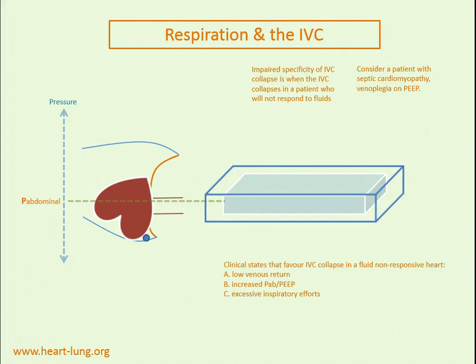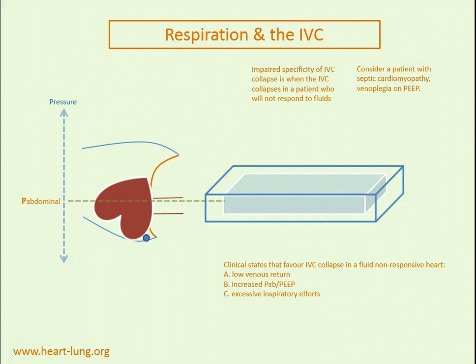So clinical states where you need to look out for where you will see IVC collapse in a fluid non-responsive heart, as I've illustrated, include low venous return. And that could be from a lot of reasons. If somebody's hemorrhaging badly, if they've got venoplegia, if they have adrenal insufficiency, all of these things will lower the mean systemic filling pressure and lower the pressure of blood entering the IVC. Importantly, also when there's increased intra-abdominal pressure and/or the application of PEEP.